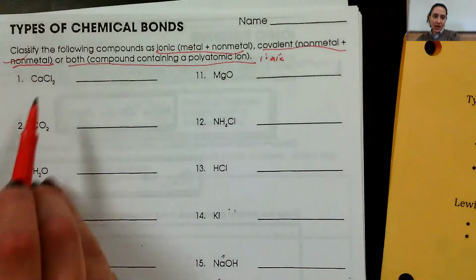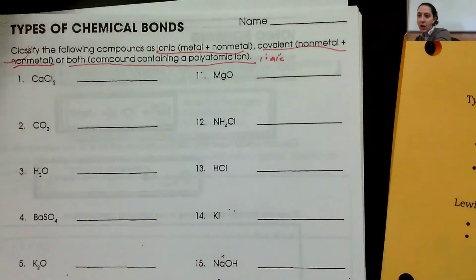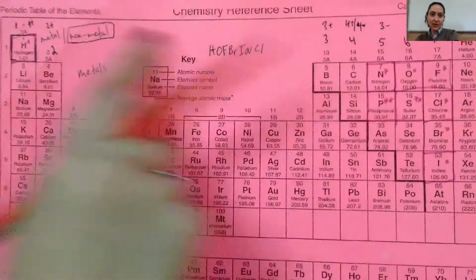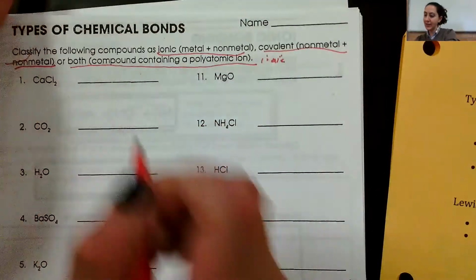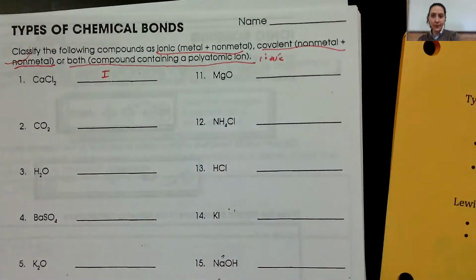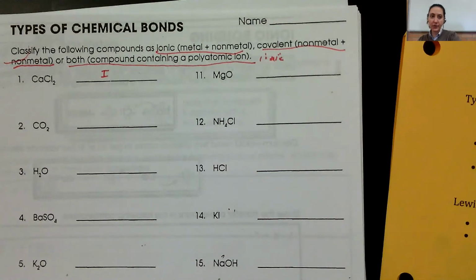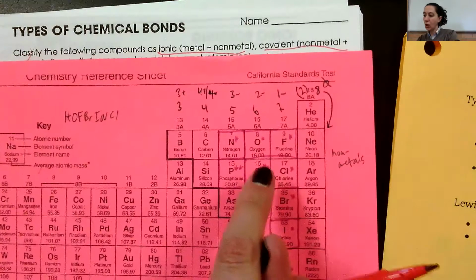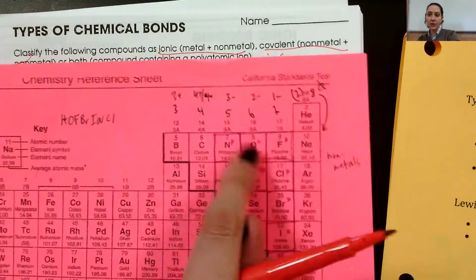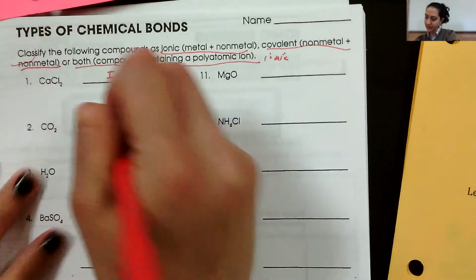So for example, calcium chloride. Calcium is a metal and chlorine is a nonmetal. So therefore this is ionic. You could put I or ionic, whatever works for you. CO2: carbon and oxygen are both nonmetals, therefore this is covalent.